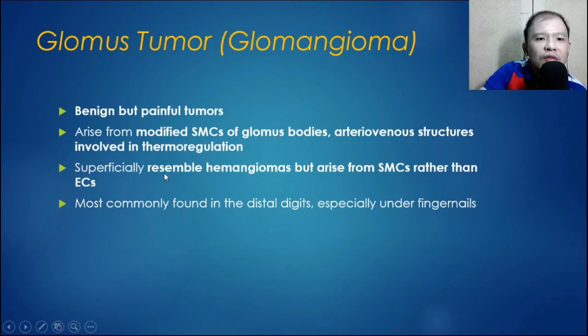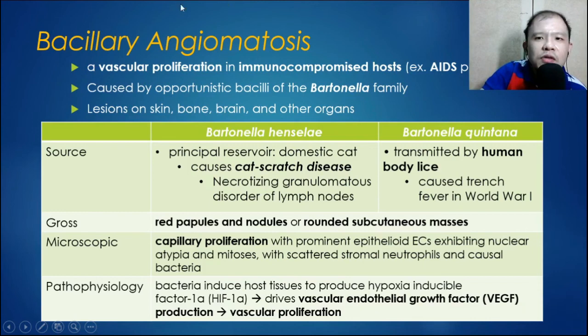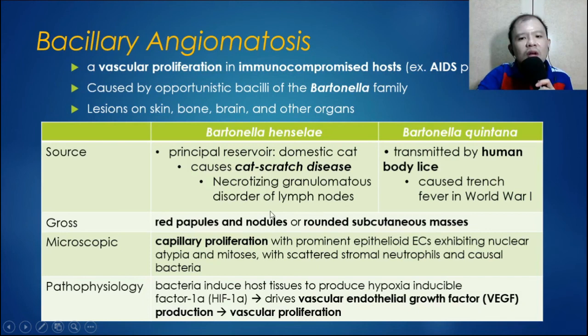So superficially resemble hemangiomas but arise from smooth muscle cells rather than endothelial cells. Bacillary angiomatosis is found among immunocompromised patients and it is secondary to an infection by Bartonella henselae or Bartonella quintana. Bartonella henselae causes cat scratch disease. And what are the presentations? Red papules and nodules or rounded subcutaneous masses and capillary proliferation. Okay?